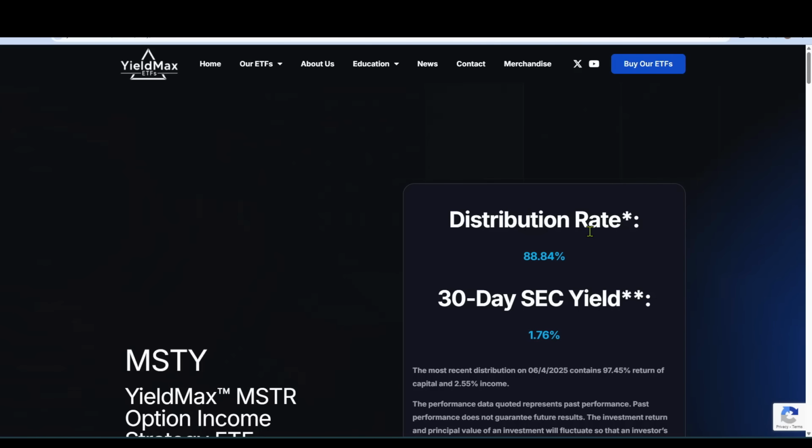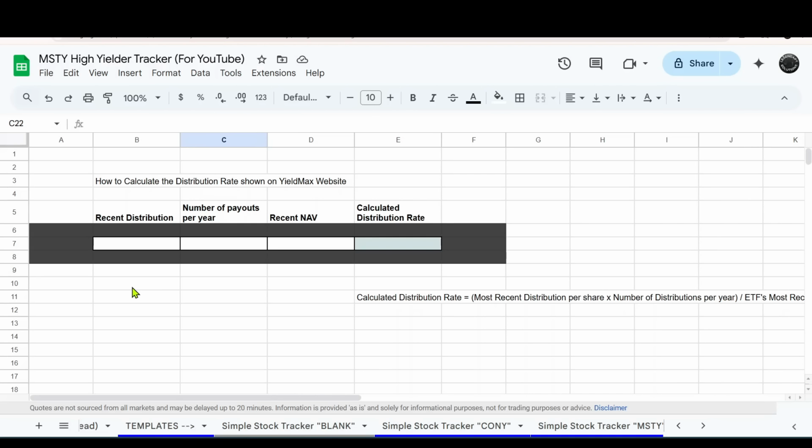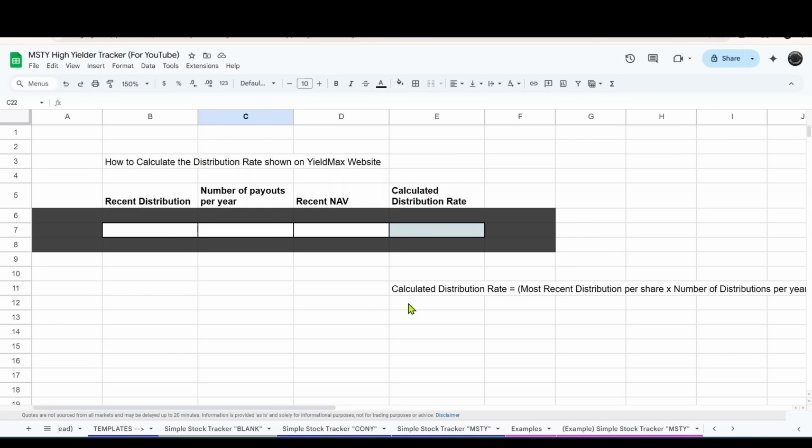So to do that, we're going to slide over to my spreadsheet and just punch it in. What we're going to do here is punch in some numbers into these three slots, and it's going to calculate what that distribution rate actually is for these values. And I'm going to show you where these values are coming from so that we can better understand what that actually is. Let's start off with the recent distribution. And we're going to use MSTY as the example here.